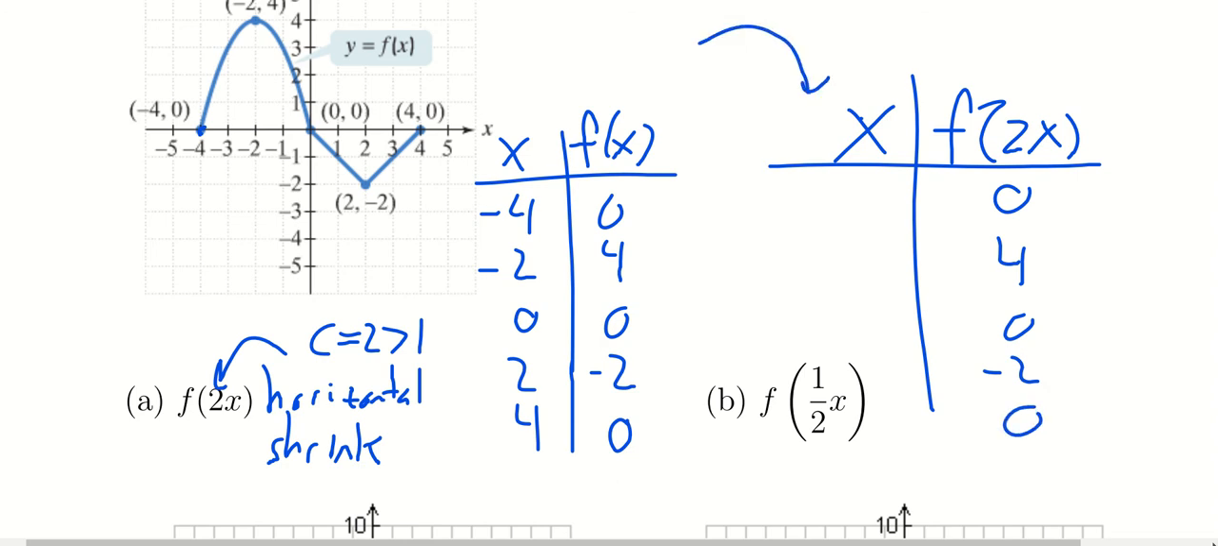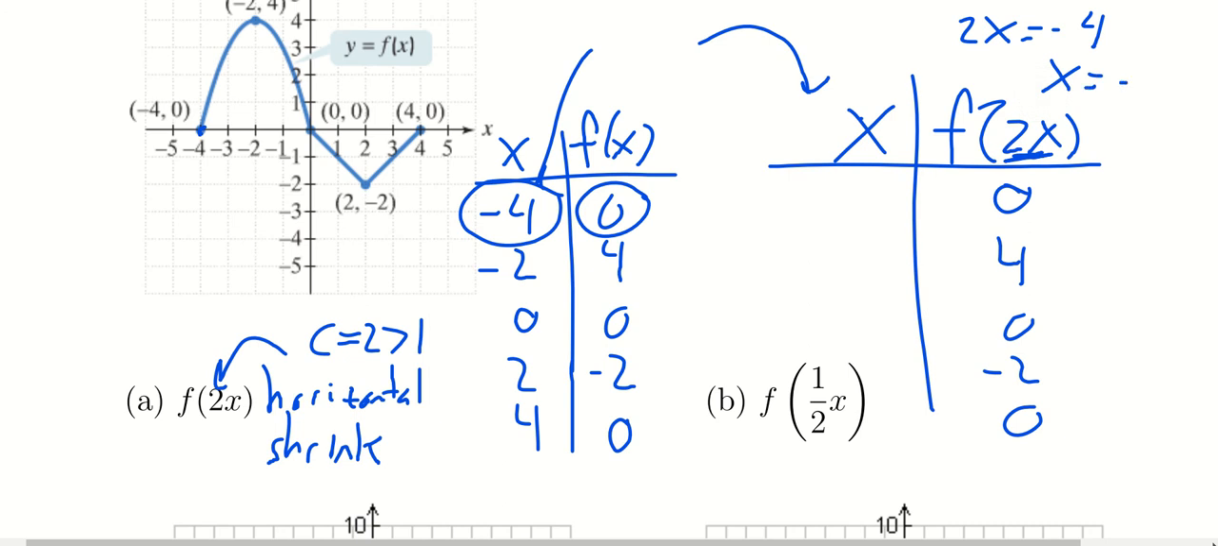Because it's a horizontal shrink, it's going to affect our x values. For example, when we plug x equals -4 into the original, we get the output of 0. So to get 0 out of f of 2x, we need the input, which this time is 2x, to be equal to that original x value of -4. -4 divided by 2 will give us -2.